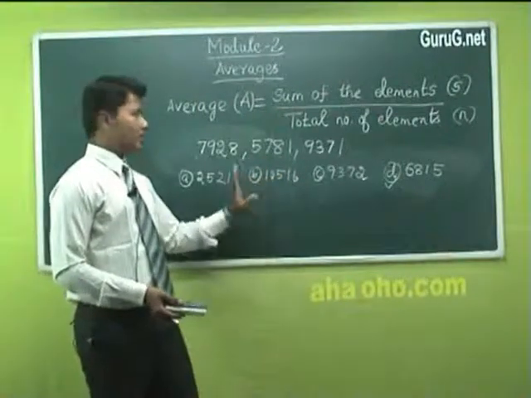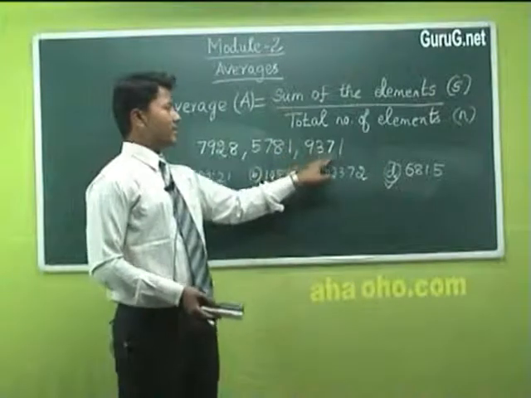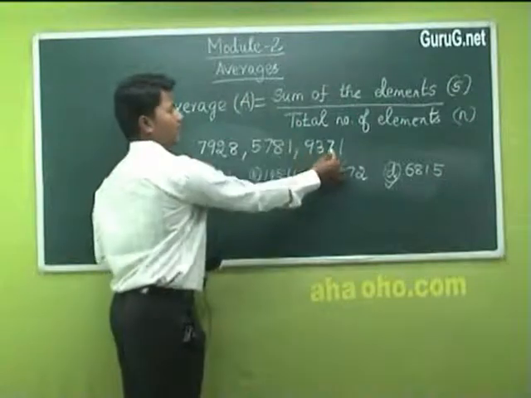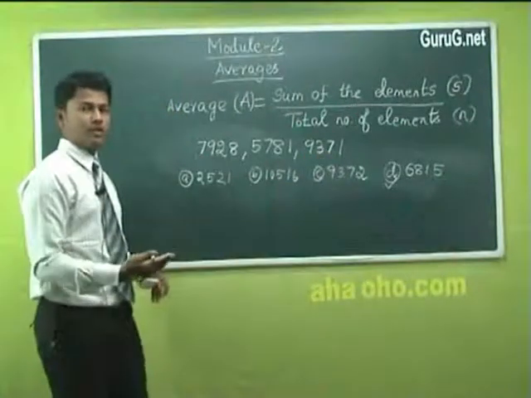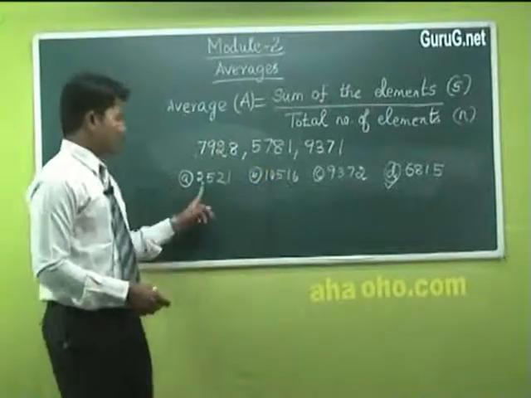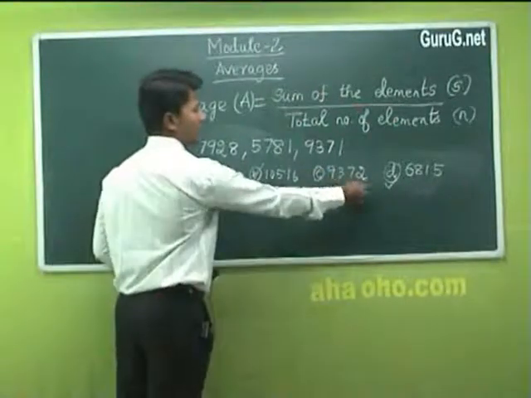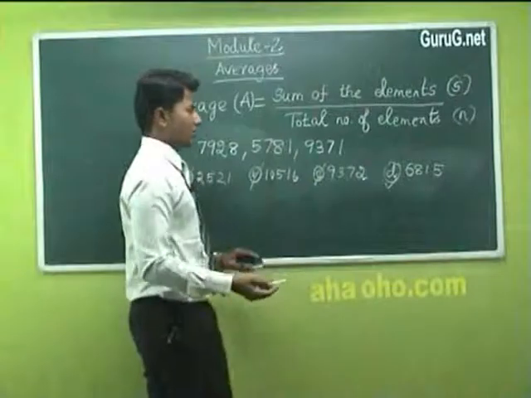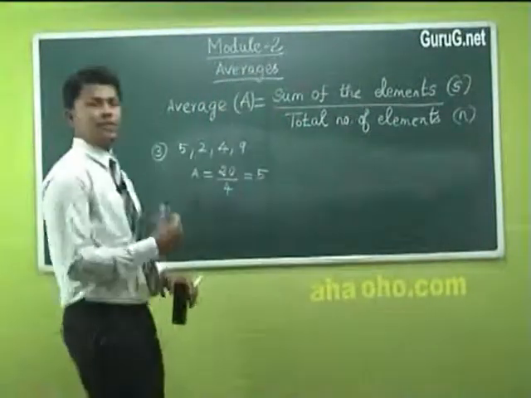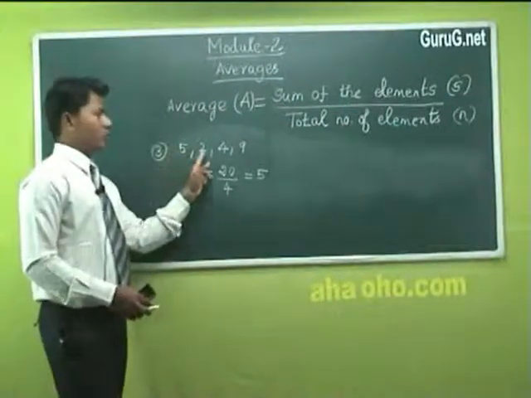Your average must be in the range of 5782 to 9370, because it must be lesser than the greatest value. The greatest value is 9371. It should be less than 9371 and greater than 5782. So in that fact, A goes wrong, B goes wrong, C is 9372, which is also not proper, and the possible value is 6815.